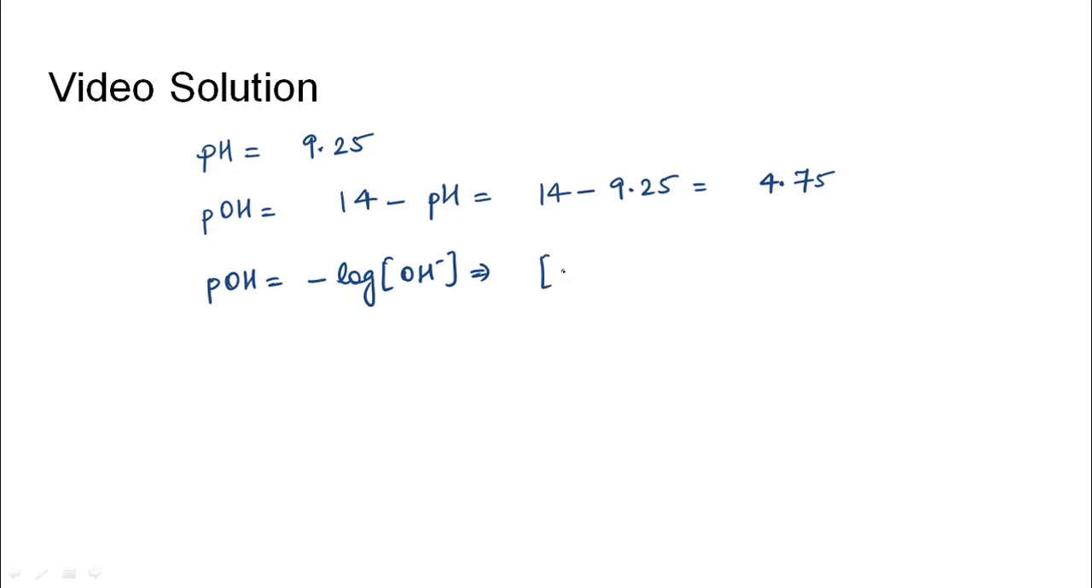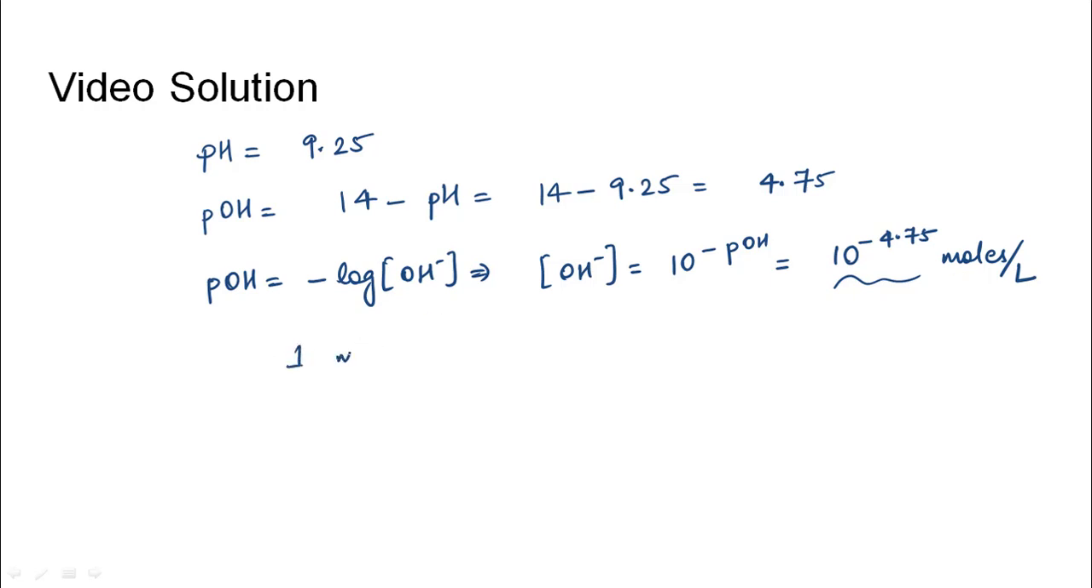So using this, the concentration of OH minus ions will be equal to 10 raised to the power minus pOH, which would become 10 raised to the power minus 4.75, and concentration is always measured in moles per liter. So none of the options in the question match with this, so we will try converting it to grams per liter or milligrams per liter as the case may be.